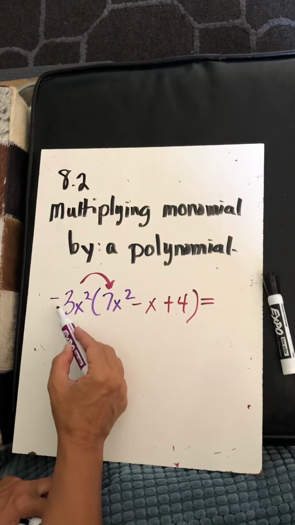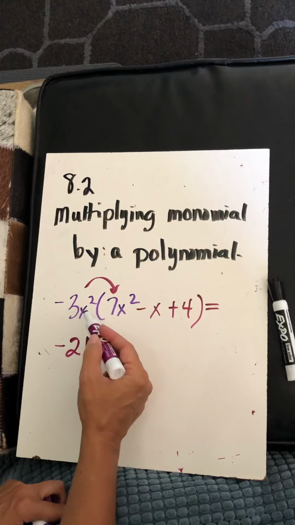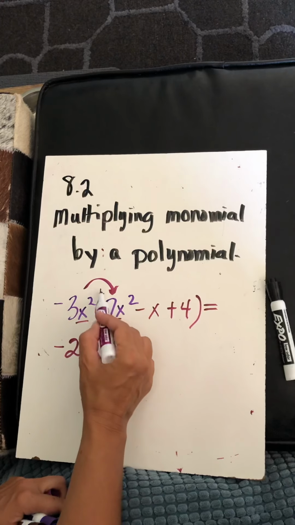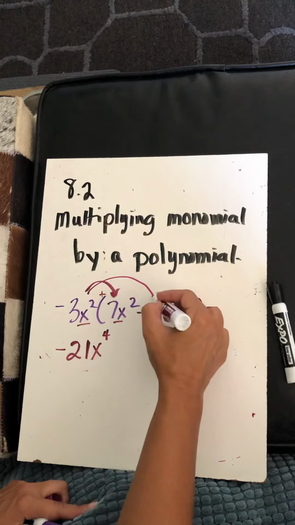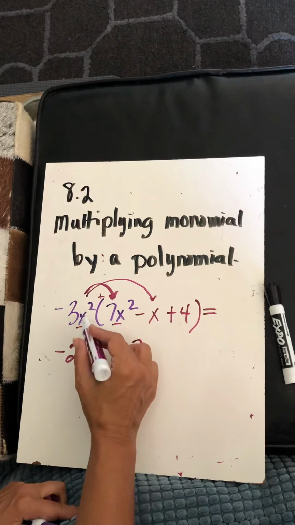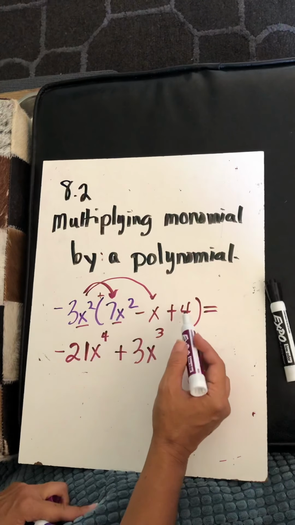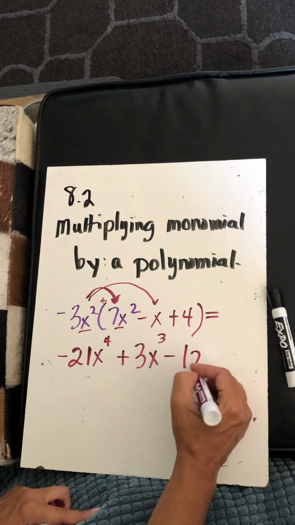So you're going to multiply the negative 3 times the 7, which leaves you with a negative 21. Remember, when you're multiplying with exponents with the same base, you're going to add the exponents. So this will be x to the 4th, and then you'll continue to distribute. So negative 3 times a negative is back to a positive 3, and then x squared times x is x cubed. And then negative 3x squared times 4 will leave you with a negative 12x squared.